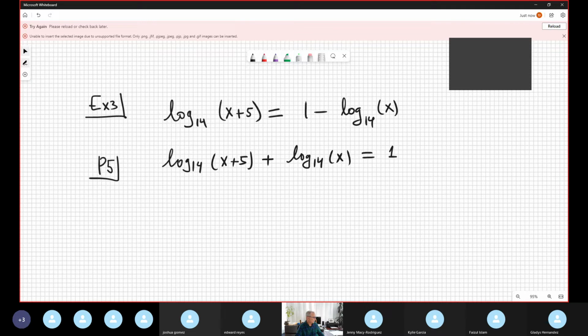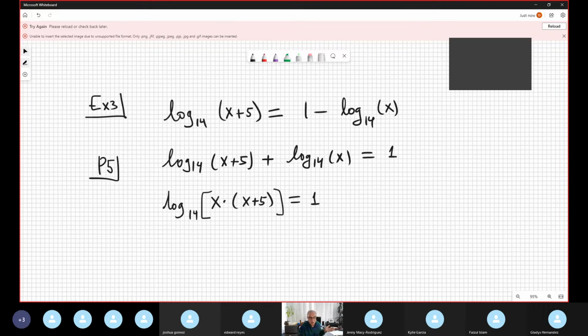Okay, property 5 allows us to condense it when you use plus, because it's multiplication. It's logarithm base 14 of x times (x plus 5), the argument of this logarithm, equal 1. Do you understand this or no? Let me know the truth. I can explain in a different way. Does everyone understand? Faisal, you understand now or no? Gladys says yes. You understand now?